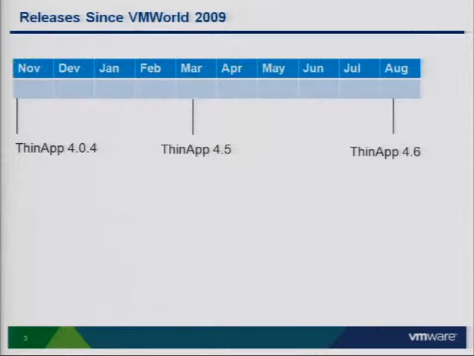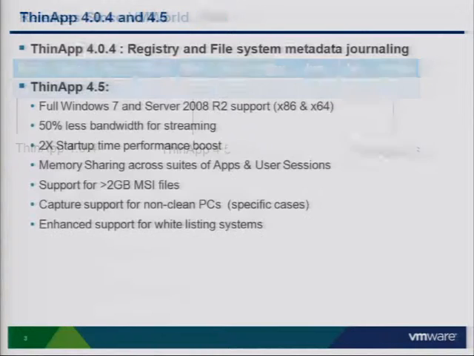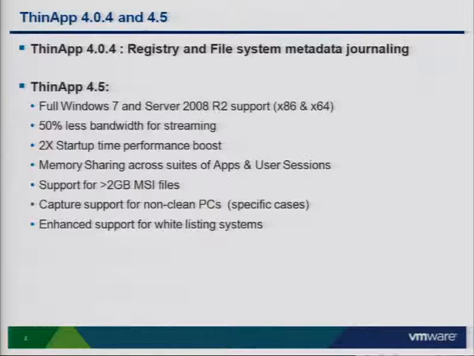Since VMworld 2009, we've had 3 releases, and you can see here we're doing a release cycle approximately every 4.5 months, about once a quarter. I'm going to go over each one of these releases, what are some of the new things that came out in those releases. So starting with 4.0.4, this is mainly a maintenance release.